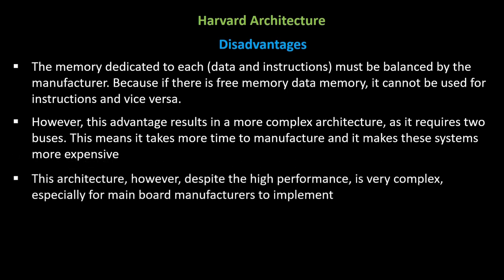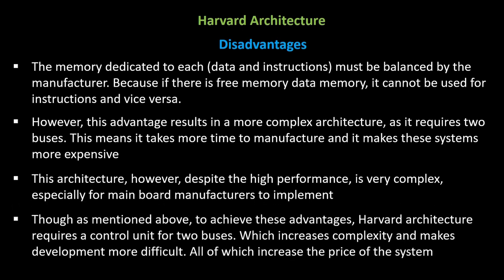The complexity of Harvard architecture also poses challenges for mainboard manufacturers, as they need to design and implement the system with careful consideration of the 2-bus structure. In conclusion, Harvard architecture provides advantages such as reduced data corruption risk, efficient memory access, high performance, and predictable memory bandwidth. However, it also brings challenges, including the need for balanced memory allocation, increased complexity, and higher manufacturing costs.